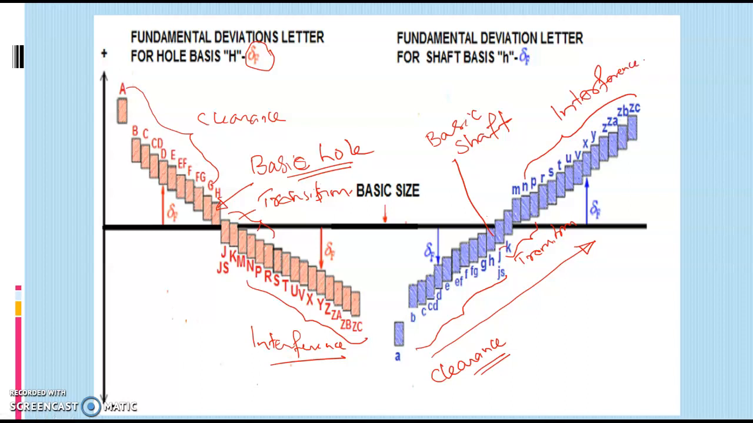From this picture, we need to recall the position of each range. First, for hole, A to G is above the zero line, and then H, and JKMN are for transition fit, that is very near to the zero line, and P to ZC are below the zero line. Similarly, for shaft, there are also some relative positions. So these relative positions should be kept in mind while designing a fit.